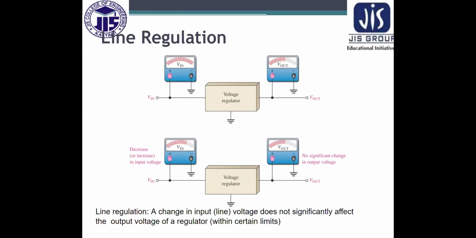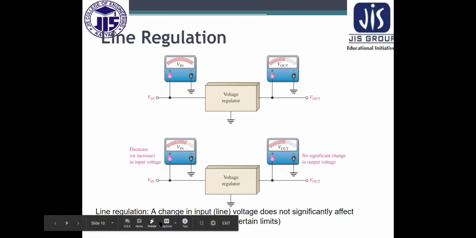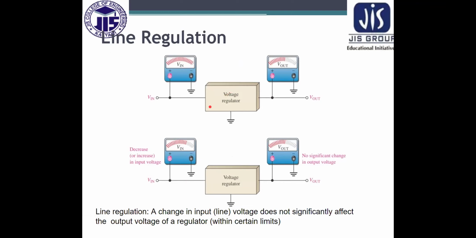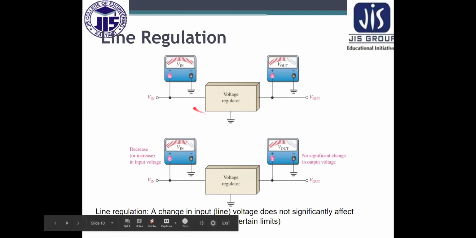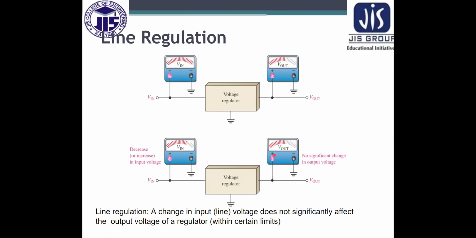So this is the circuit of line regulation, where you can see this is the input voltage, this is the voltage regulator, and the output voltage. The same output voltage is obtained with a decrease in input voltage, but since we have a voltage regulator here, the output voltage is almost the same. No significant change is there.